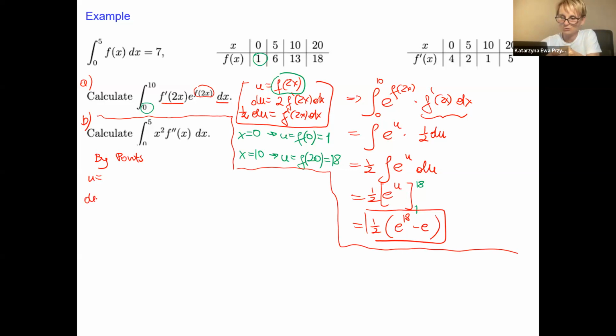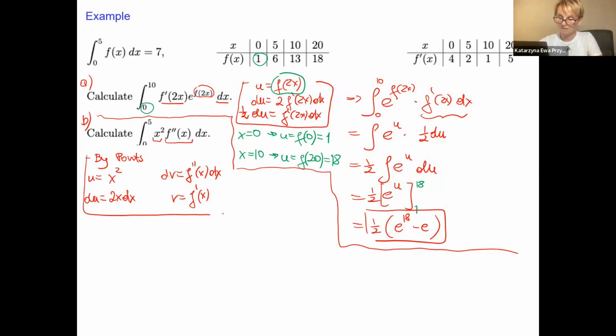Okay, let's start. U, du, dv, and v. The top line, u and dv, we have to pick from the integrand, x squared and the second derivative. Of course, we will do x squared for u and the second derivative for dv. Derivative of x squared is 2x dx. And the antiderivative will be just f prime of x, because the derivative of f prime is f double prime.